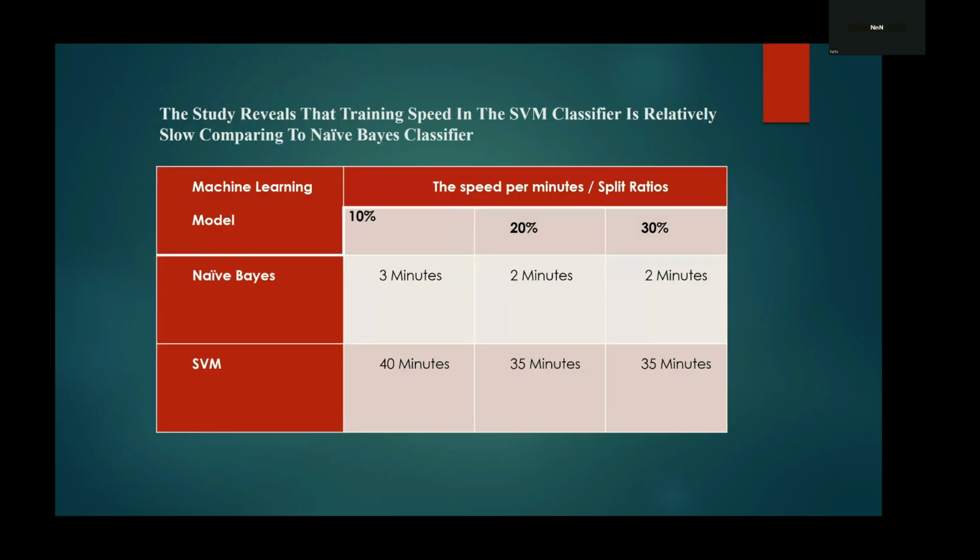The study reveals that for training speed, when we tried both classifiers, the support vector machine is extremely slow compared with naive Bayes. When we tested it, it's really accurate. The accuracy reached like 97%, compared to naive Bayes, which does not exceed 50%. However, the speed is relatively slow compared to the naive Bayes classifier. You can see it took from 35 to 40 minutes, compared to naive Bayes at 3 minutes, 2 minutes, and 2 minutes, even if we split the ratio at 30% in the test set.